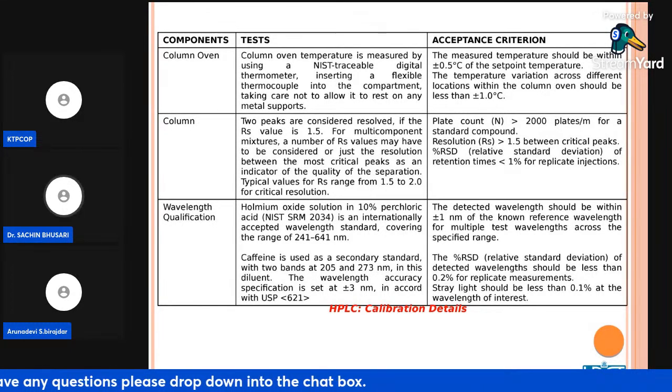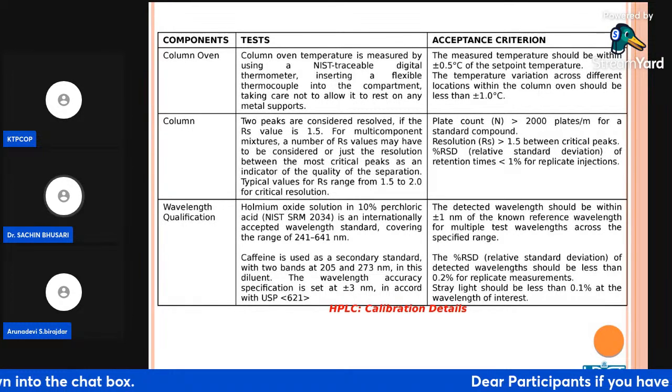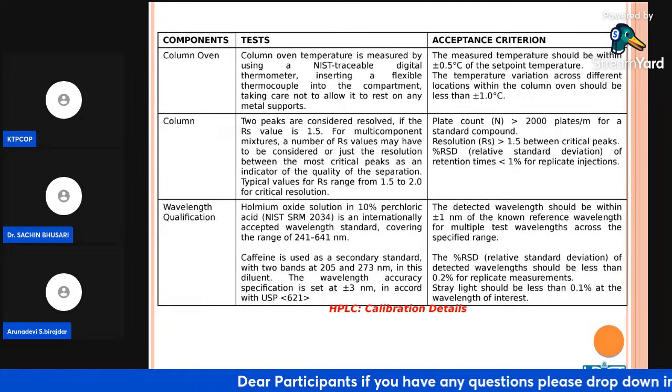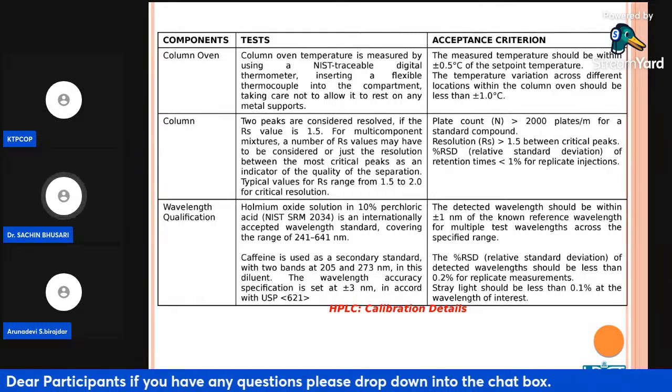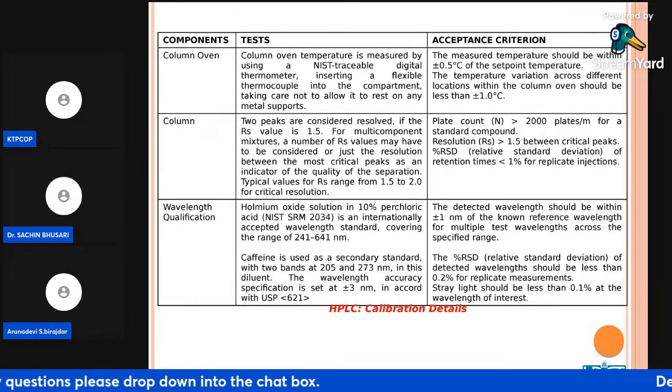You can use that also, or else you can have a flexible thermocouple and check whether if you set for 40 degrees centigrade, it should be within plus minus 0.5 degrees centigrade. The limit is the variation at different locations should be less than plus minus 1 degree centigrade.